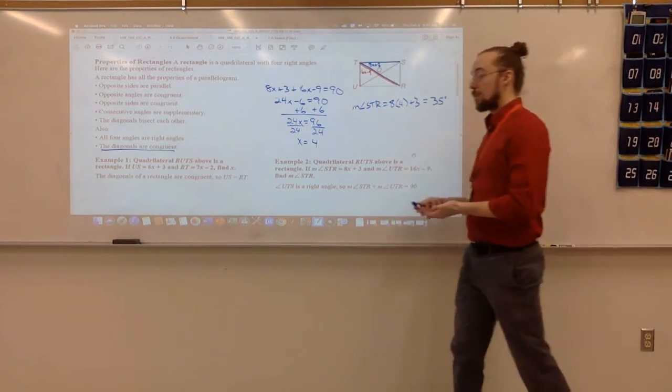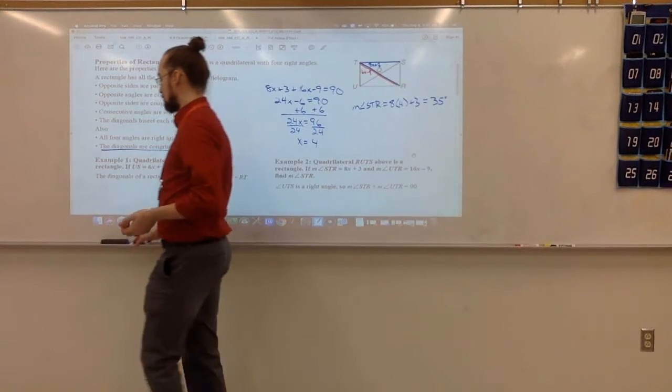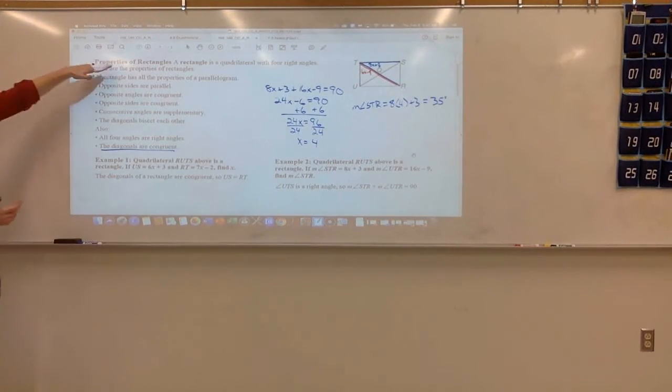All right, so our two big properties, in addition to all of our other things, there are two new properties for a rectangle. All 4 angles are 90 degrees, and the diagonals are congruent. All right. Questions?